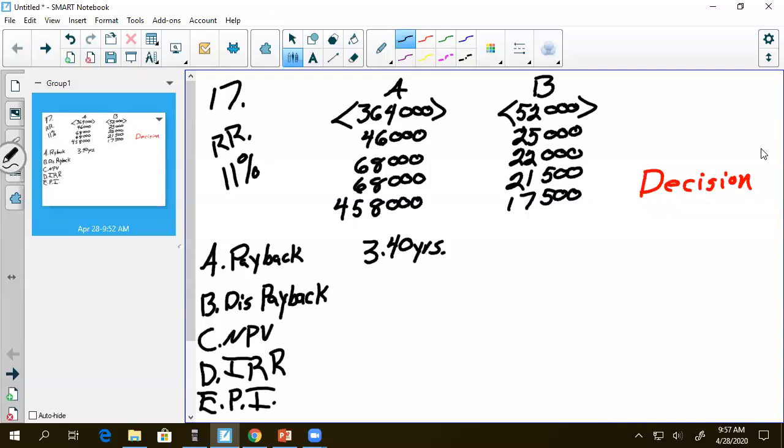Ty, how you coming? You got it yet? Well, I had it, and then I realized I didn't push enter when I put all the numbers in. So now I have to go back and put them back in.